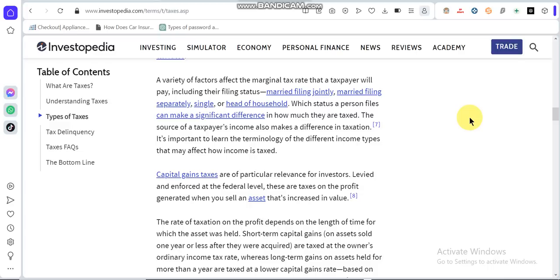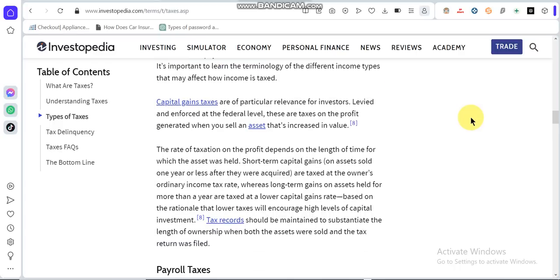Capital gains taxes are of particular relevance for investors, levied and enforced at the federal level. These are taxes on the profit generated when you sell an asset that has increased in value. The rate of taxation on the profit depends on the length of time for which the asset was held.